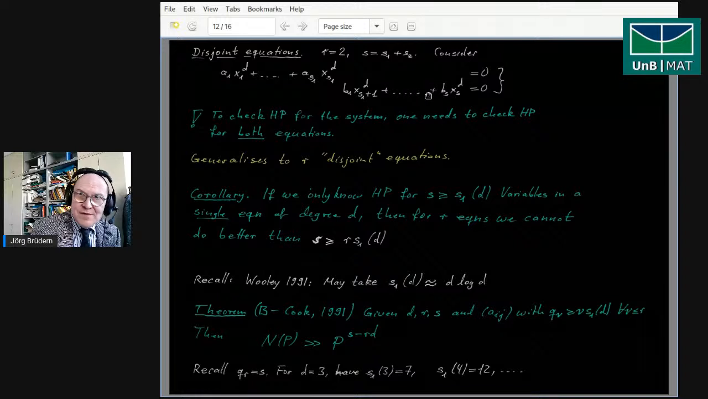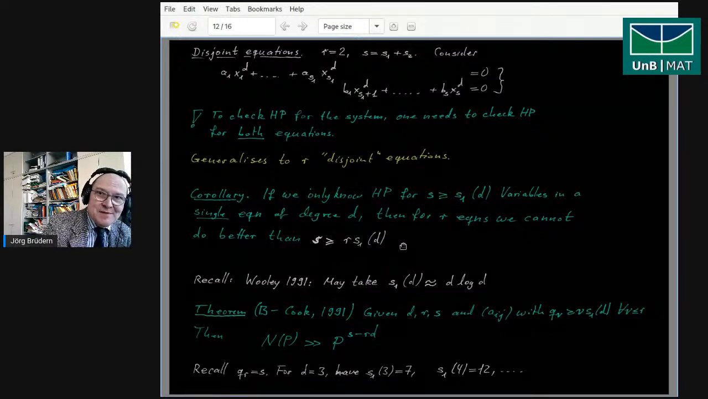But then in order to know whether this has solutions, even if the Hasse principle is true, then here I can only check this if I know it. So the Hasse principle for this system will only be true if it's okay for both of the equations. So that gives extra support to the idea that a rank condition is needed. And it generalizes to our disjoint equations immediately. I have to know it for all of them. So corollary, if we only know the Hasse principle from some point on for one equation of degree d, then for R equations, we will never be able to do better than linear growth in R.